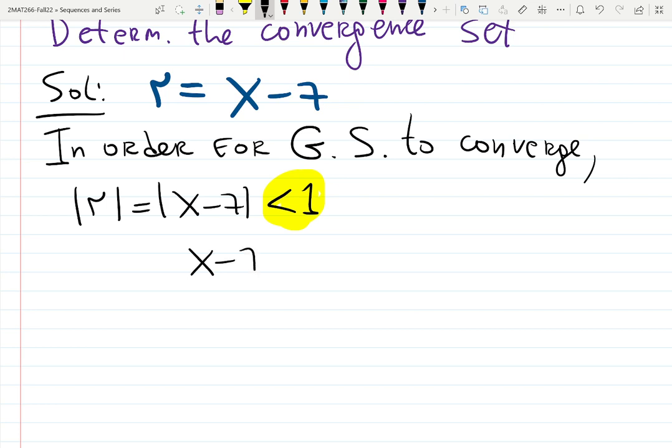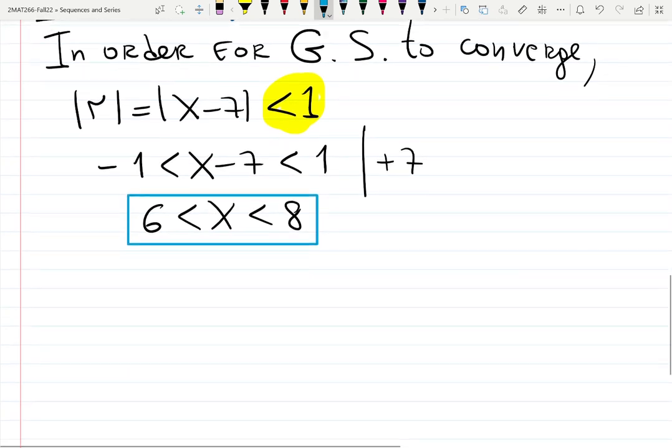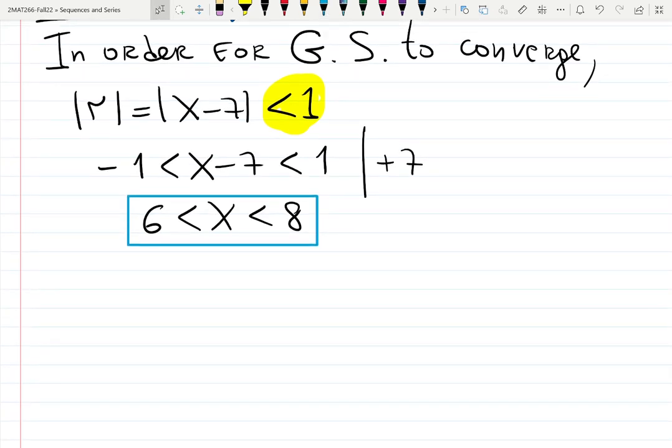Let's solve for x. x minus 7 is between minus 1 and 1. Add 7 to both sides. x will be between minus 1 plus 7, which is 6, and 1 plus 7, which is 8. That is the convergence set. Check this out. So, very interesting. Convergence set.